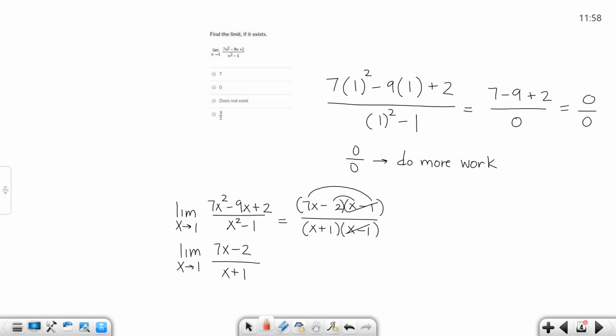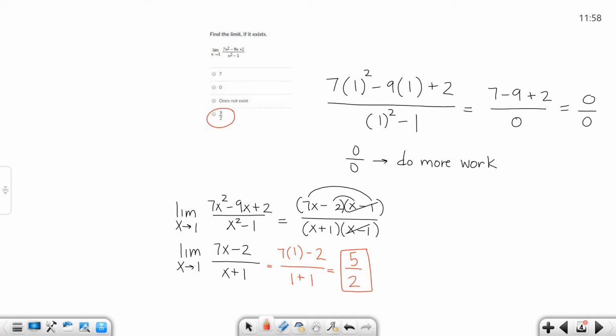Okay, once you get there, you can plug in your 1. So you get 7 times 1 minus 2, and that's over 1 plus 1. 7 minus 2 is 5, and 1 plus 1 is 2. So my answer for this limit is 5/2.